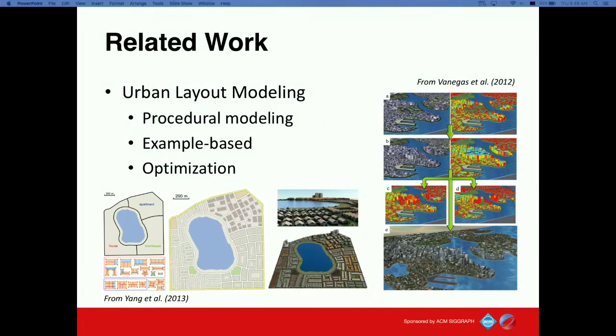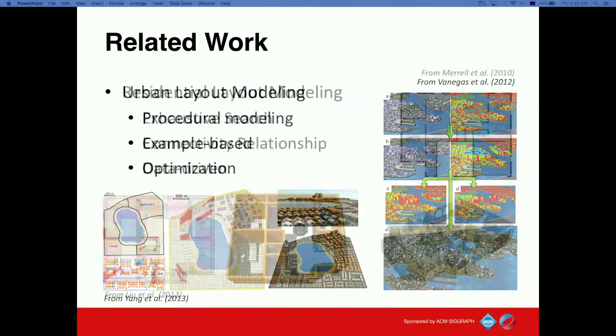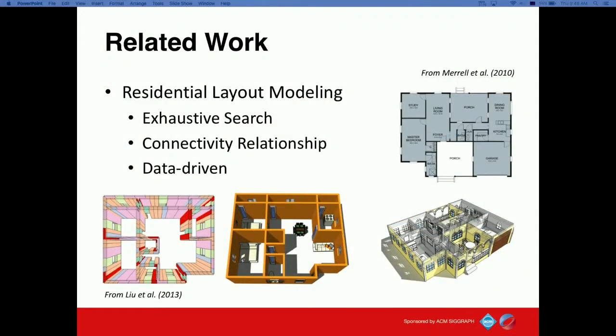In comparison, the residential problem seems easier to solve. Traditional approaches focused on exhaustively searching for possible design solutions over a certain number of rooms. And connectivity relationships were also utilized. And nowadays, researchers are applying data-driven optimization, which shows good performance.